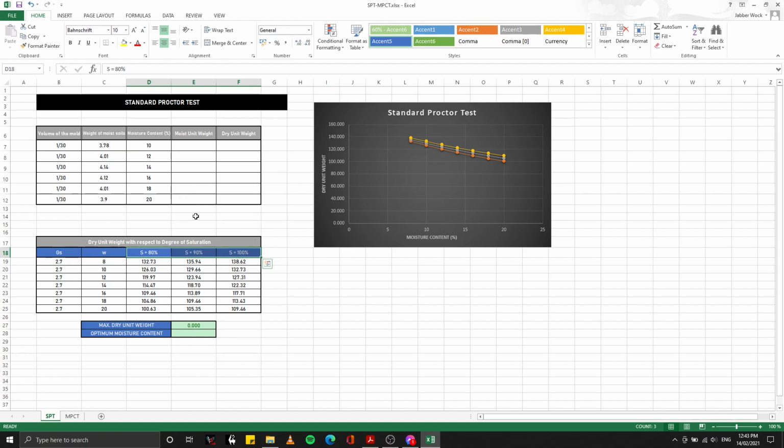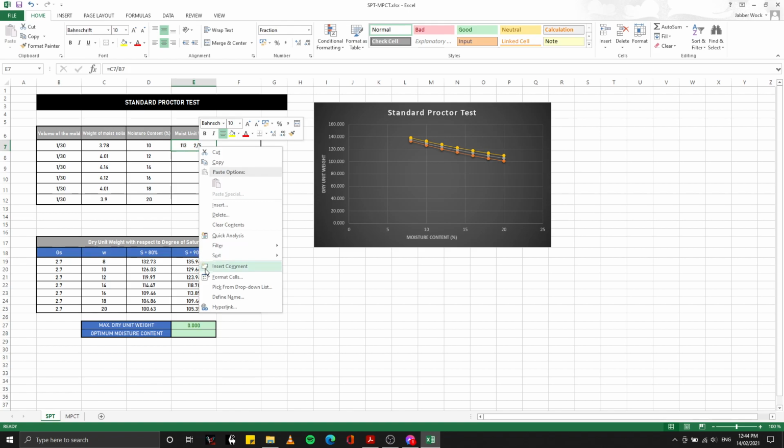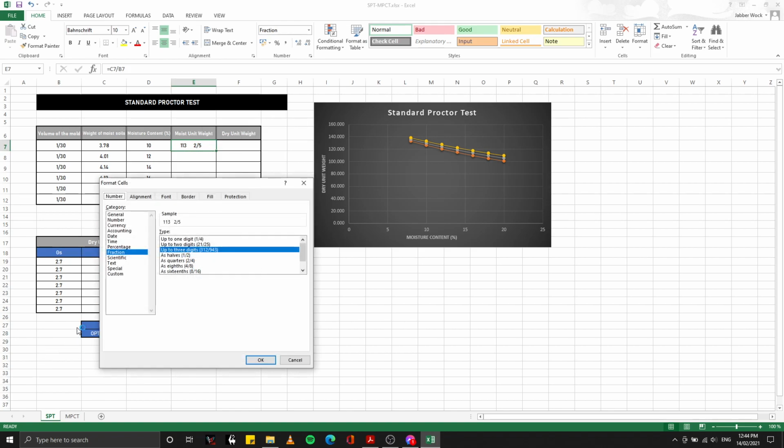Okay? Let's begin. First off, ang gagawin natin is to calculate the moist unit weight. Now, how do we do that? Ang gagawin lang natin is to divide the value of weight of moist soil to the value of the volume of mold. For this case, ang example natin, this one, divided by this one. Now, kung fraction ang lumabas sa inyo, gagawin nyo lang is format cells and click general.